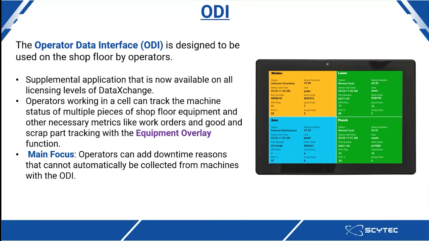With the equipment overlay function, which is what you see over there on the right, there are 4 different pieces of equipment, including a welder, a laser, a saw, and a punch machine. It is displaying things like the machine status, which for the welder is an unknown downtime, and other reported metrics like the logged-in Data Exchange user, the work order and part number being worked on, the parts per hour plans, and the amount of good and scrap part counts that have been produced.